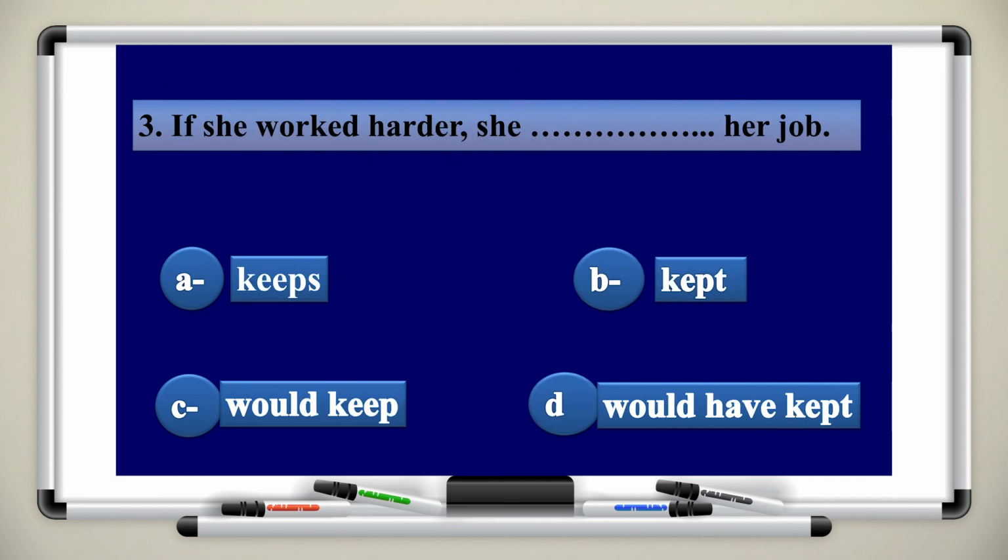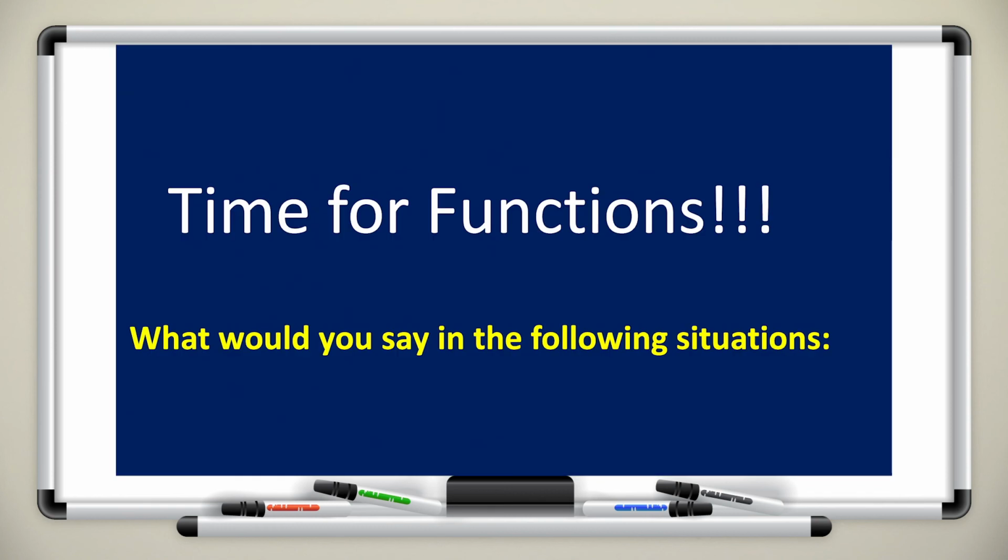Excellent. One more example. If she worked harder, she what? If she worked, notice here worked is in the past. If we use the past, obviously we're going to be using the main clause with would. She would keep her job. Excellent, because she worked, and worked is in the past. This brings us to the end of our grammar, and it's time for functions.